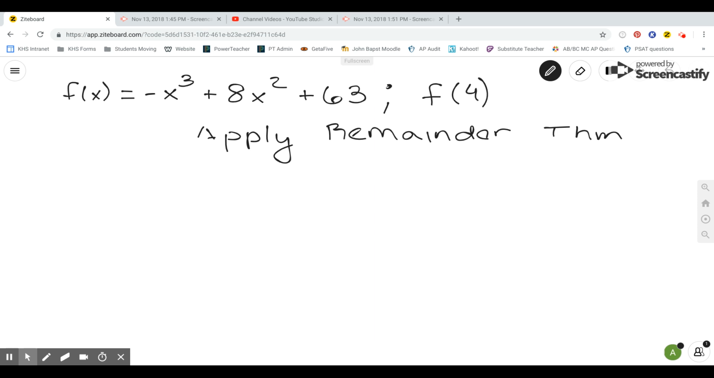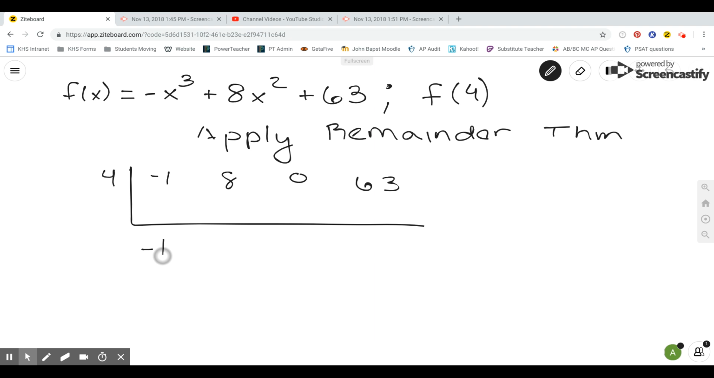And again, you can plug 4 into your function and get your value, but it's not always the easiest to do by hand. And so what we can do is apply the remainder theorem using synthetic division to get our function value. So we are going to take 4 and then all the coefficients of your polynomial, being careful that you have all of your terms. So notice we don't have an x term, so we need 0 as a placeholder there. So -1, 8, 0, and 63. So again, that 0 there is a placeholder for x. So we need to be careful of that.